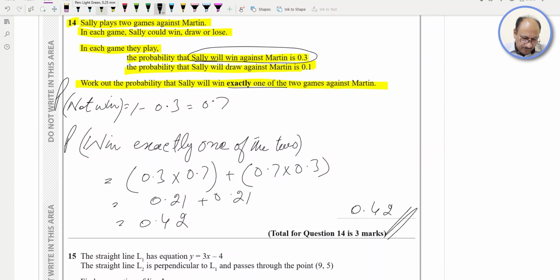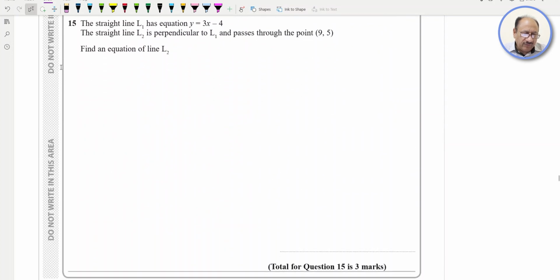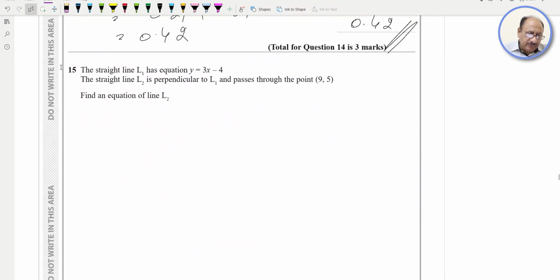Hopefully you understand this. Now question number 15, the straight line. The straight line L1 has equation this. The straight line L2 is perpendicular to L1. So we can write the gradient of L2 which is perpendicular. So gradient of L1 is what? Gradient of L1 is equal to 3.